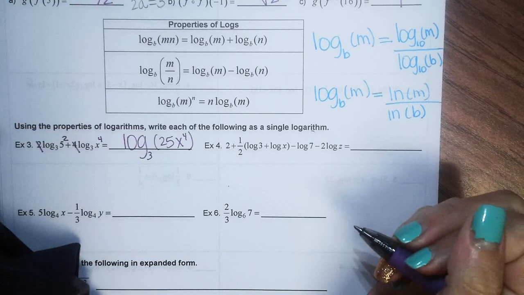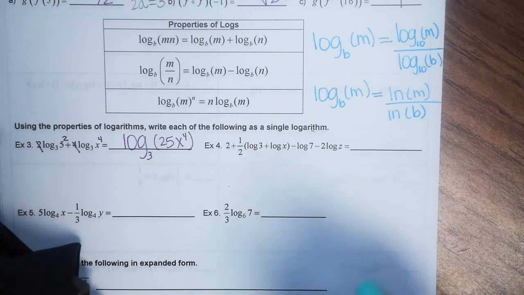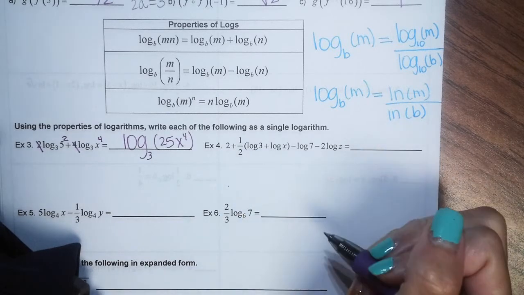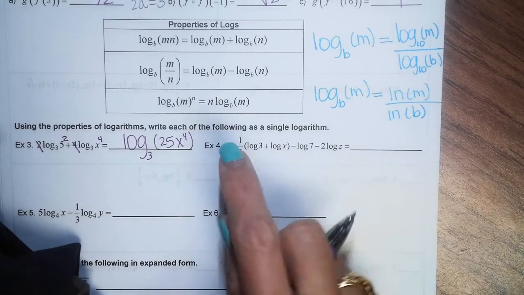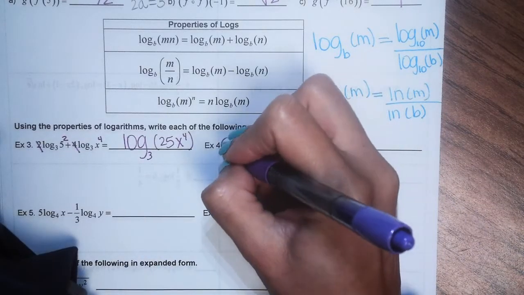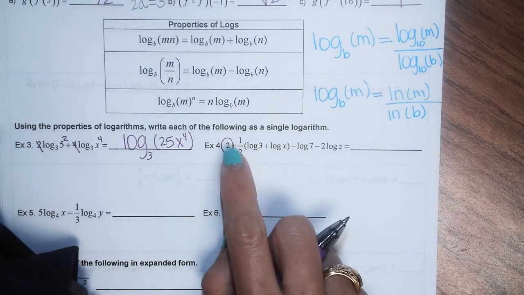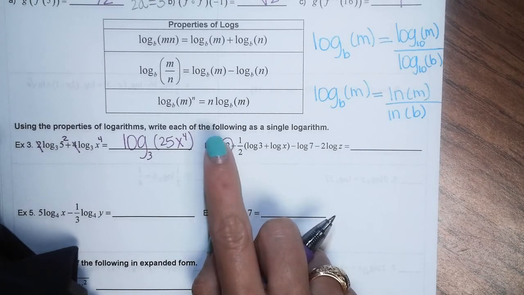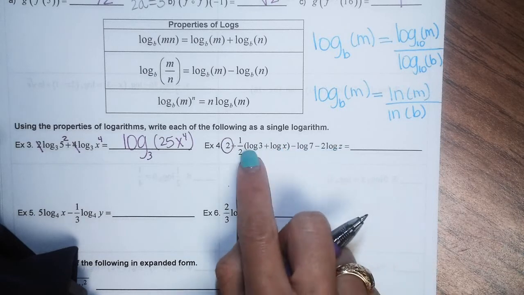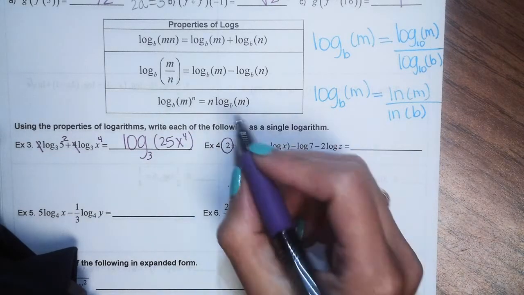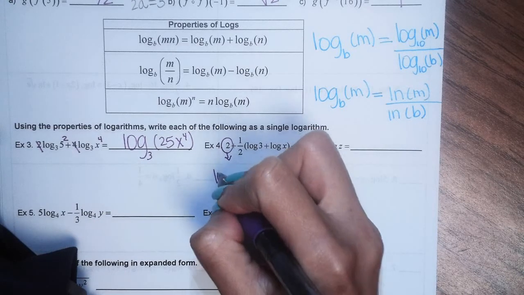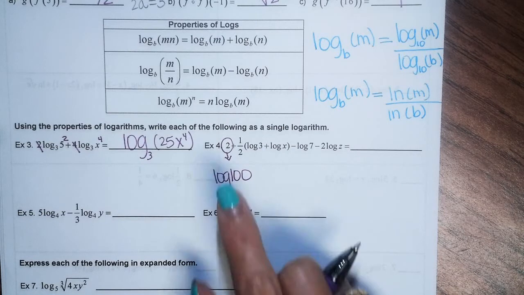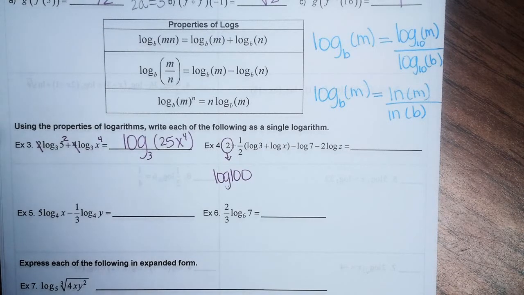Number 4. You have a bunch of logs that don't have a base, which means the base is 10. And then you have just a single integer here. So this integer, which is just this 2, we need to write that as a log base 10, because all of these are a log base 10. So instead of putting 2, I'm going to write that as log of 100. Log of 100 is the number 2, is integer 2.